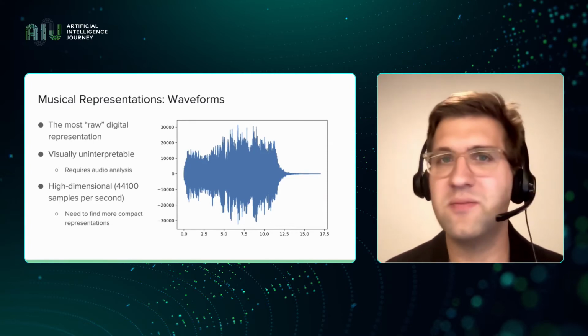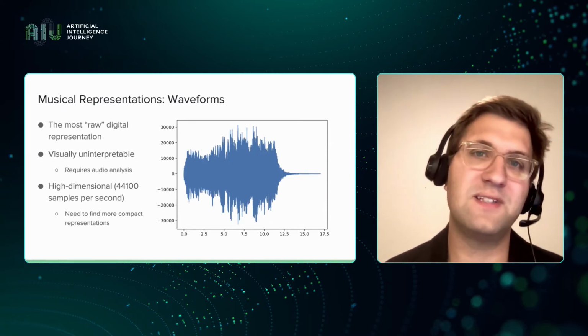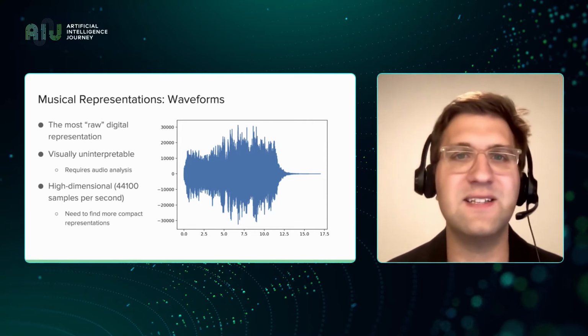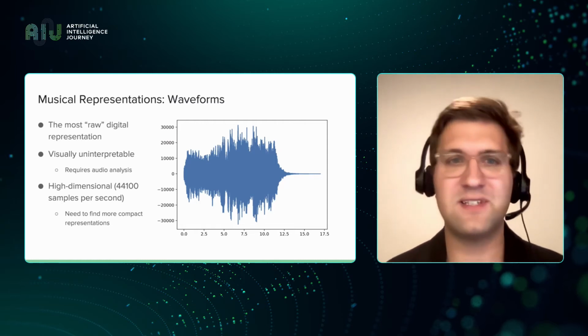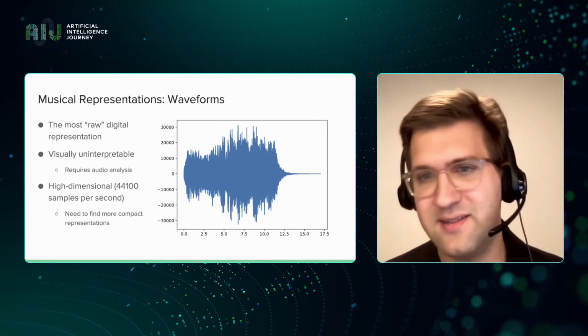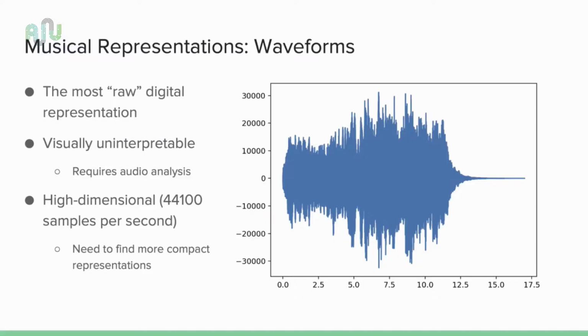Let's begin by explaining how we convey musical data into our computer, how AI perceives them. The most well-known, the most raw representation is waveforms. And with waveforms, there are a few difficulties. First of all, they cannot be interpreted visually. It's hard to understand just by looking at the picture what exactly was said or played.